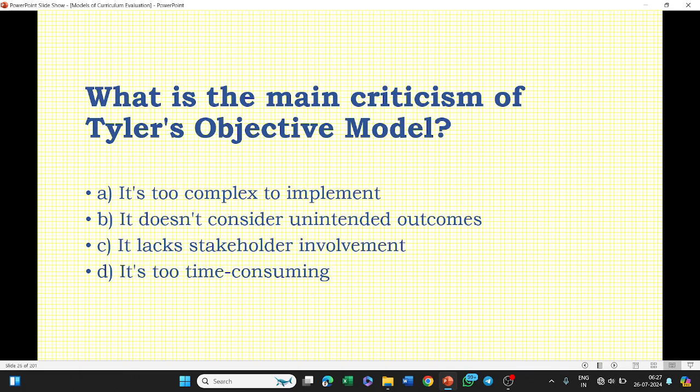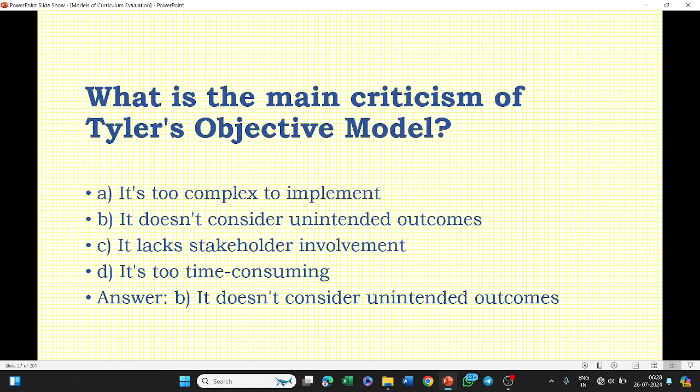Next, what is the main criticism of Taylor's objective model? Options: It's too complex to implement. It does not consider unintended outcomes. It lacks stakeholder involvement. It's too time consuming. Answer of this question is option B, that is it does not consider unintended outcomes.